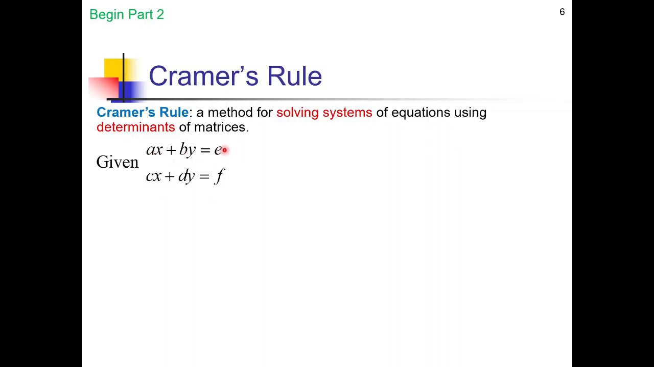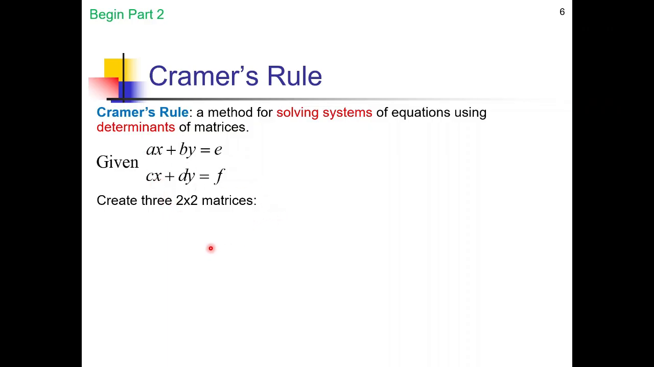So we have 2 linear equations in standard form, ax plus by equals e, and cx plus dy equals f, where a, b, e, c, d, and f are all constants that would normally have numbers filled in for them, and then x and y are the 2 variables that we're solving for. So, given this situation, to use Cramer's rule, we are going to first create 3 2x2 matrices.